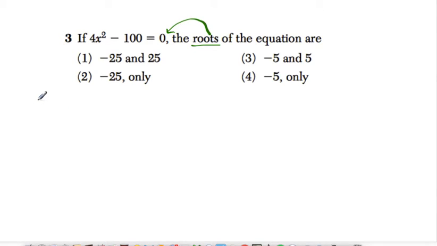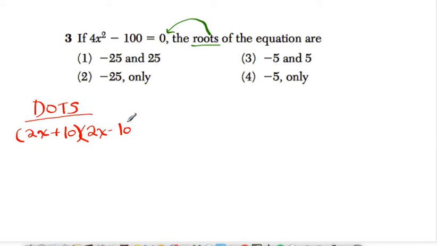Option 1 we'll do in red here on the left. We can factor this. This would be a difference of squares. 4 is a perfect square, 100 is a perfect square. We have a difference between the two terms, and x squared is an even exponent, meaning we can factor it. So we're going to express it as a product of two binomials, 2x plus 10 and 2x minus 10 equals 0.